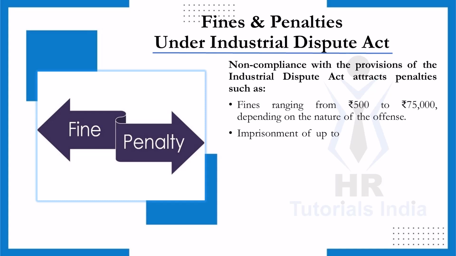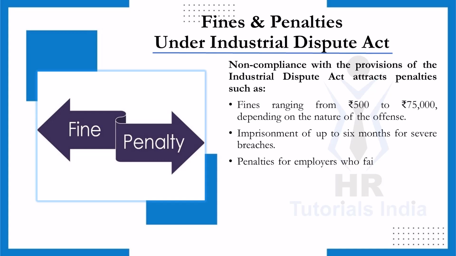For more serious offences such as willful defiance of the Act's provisions or repeated violations, the Act provides for imprisonment of up to 6 months. This form of punishment is reserved for cases that demonstrate a significant disregard for the law and aims to hold offenders accountable through more severe measures.